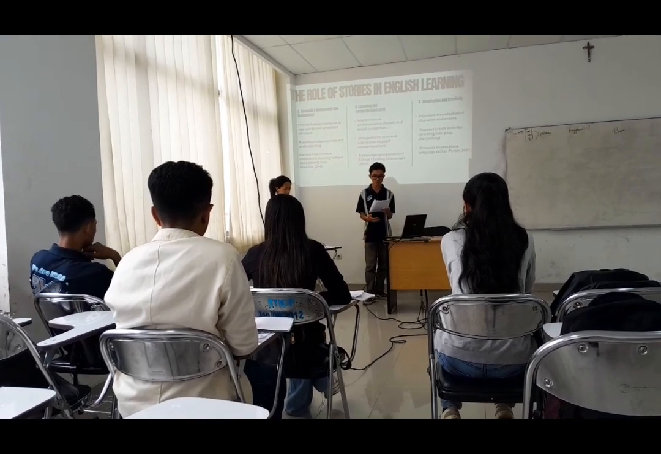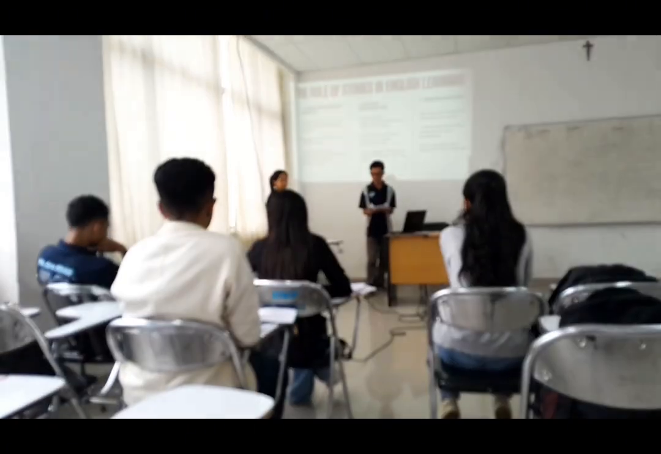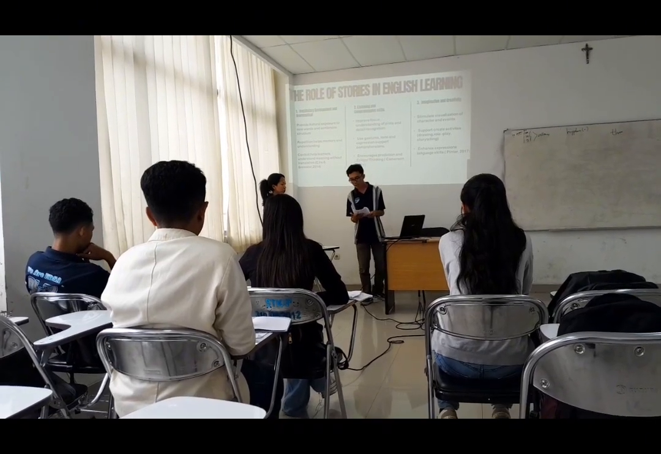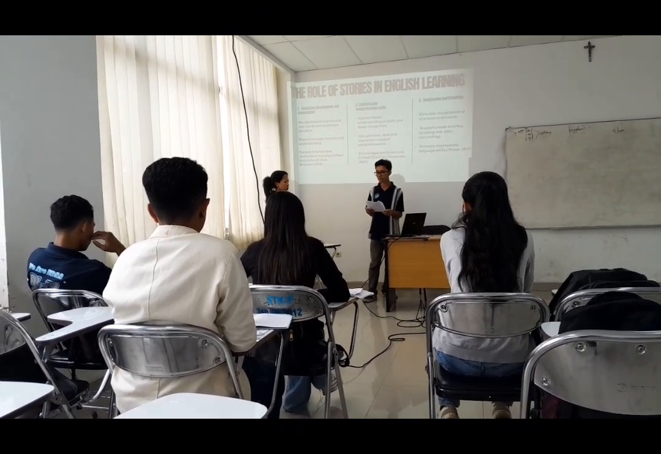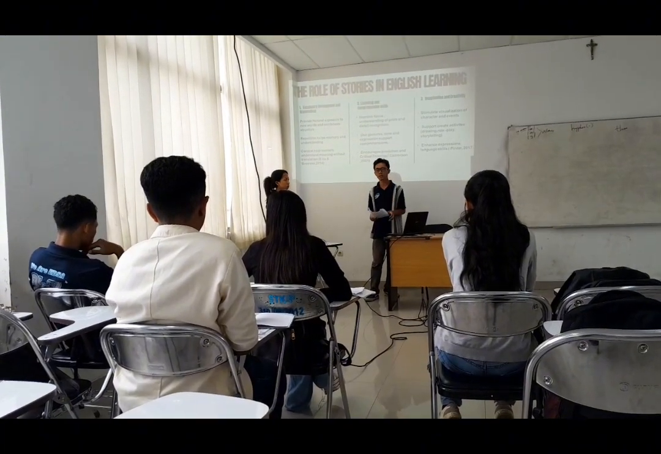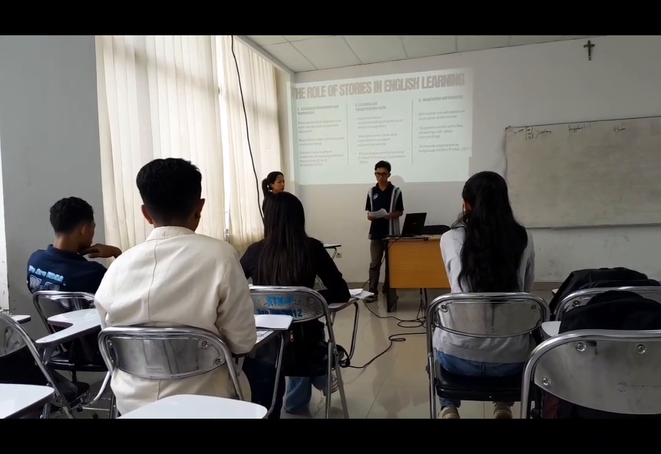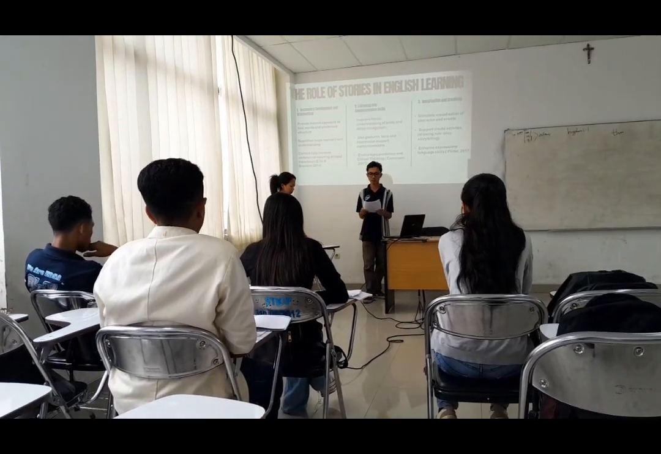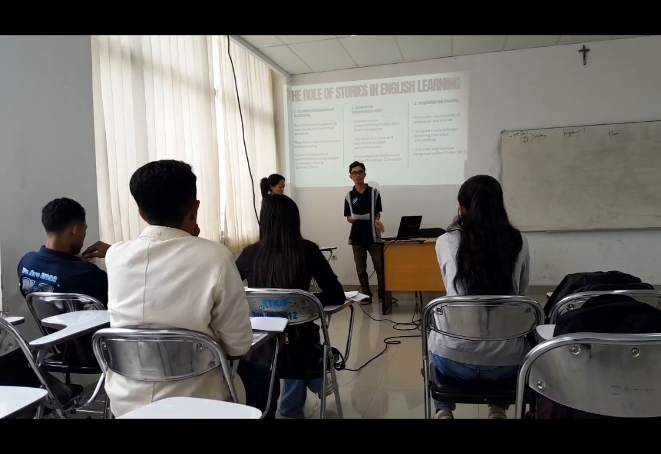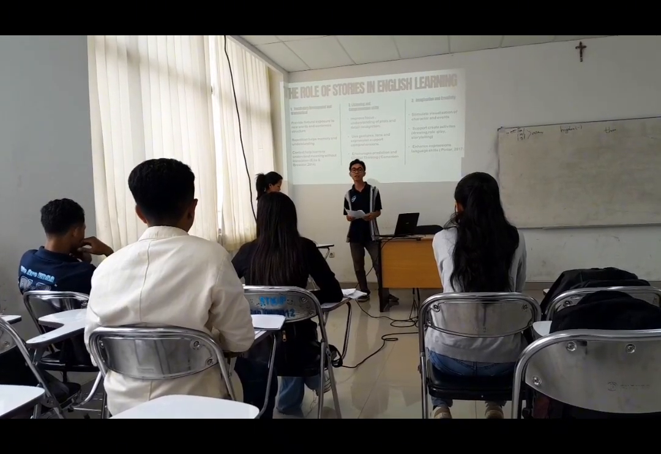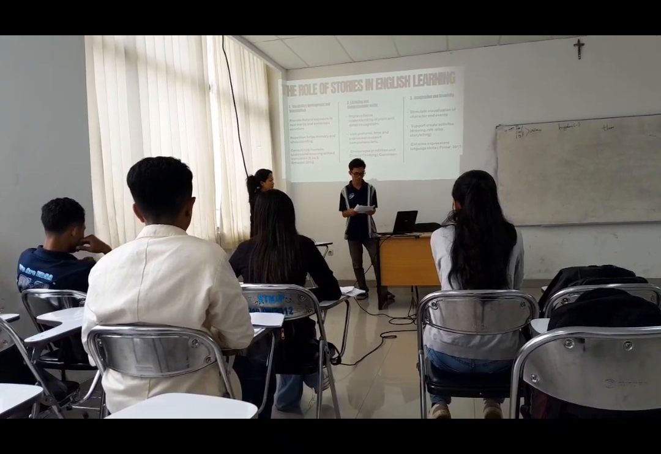Point C is encouraging prediction and critical thinking. Stories encourage students to think about what might happen next. This helps them develop prediction skills and basic critical thinking. It also makes them more active in learning. For example, after the teacher finishes the story, the teacher asks students, what happened with this character? And students give their ideas and answers.